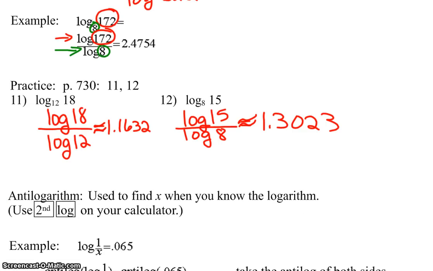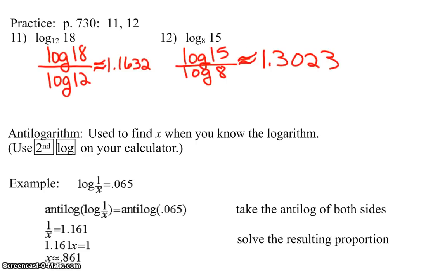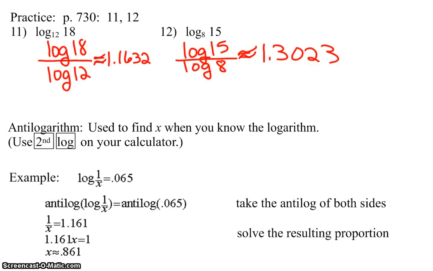Hopefully you set up your problems correctly. We're able to type that into your calculator and come up with the logs of 1.1632 and 1.3023. Notice whenever we're evaluating logs, we usually round to 4 decimal places. Now, sometimes it's easier to work the problem by getting rid of the logarithm, and in that case we want to use what we call the anti-logarithm or anti-log, and to access this on your calculator, you push second log. The anti-log is actually like raising each side to a power of 10.